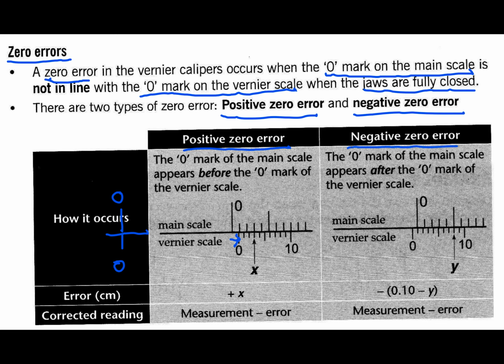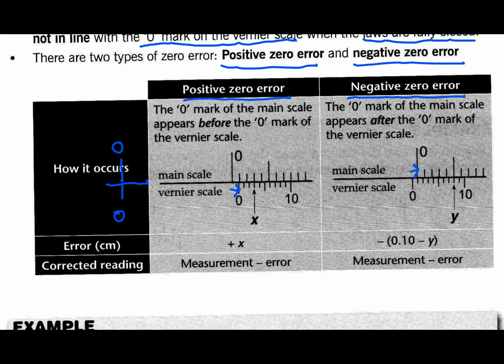In the case of the negative zero error, when the jaws are closed, there is a negative reading on the vernier scale. So much so that you need to slide the vernier scale slightly to the right before it reaches 0. So the vernier scale is actually short of reading. So the negative zero error means that right at the start, the vernier caliper is short of reading.